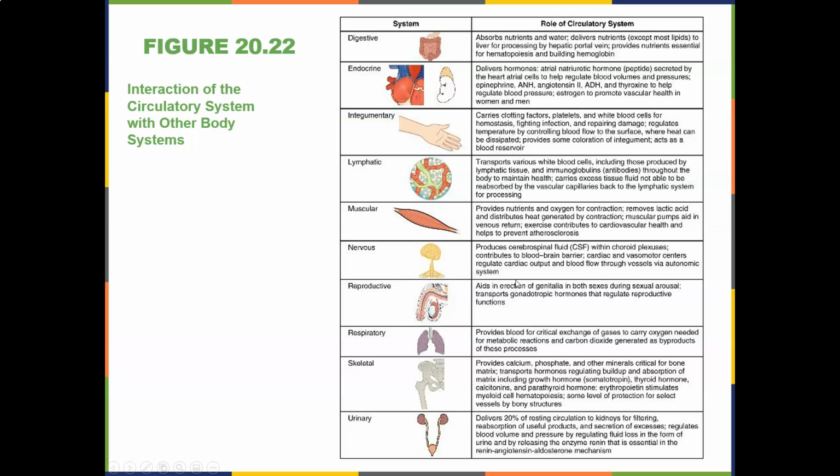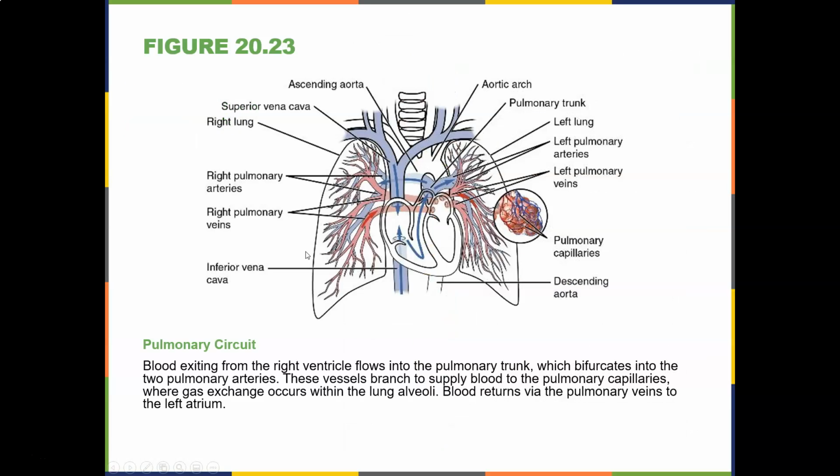How about the nervous system? It produces CSF within the choroid plexus and contributes to the blood-brain barrier. Cardiac and vasomotor centers regulate cardiac output and blood flow through vessels via autonomic systems. And the respiratory system provides blood for critical exchange of gases. The skeletal system provides calcium, phosphorus, and other minerals critical for bone matrix. So you can see that the circulatory system plays a huge role in all these systems and is probably one of the most important systems that you have in your body.